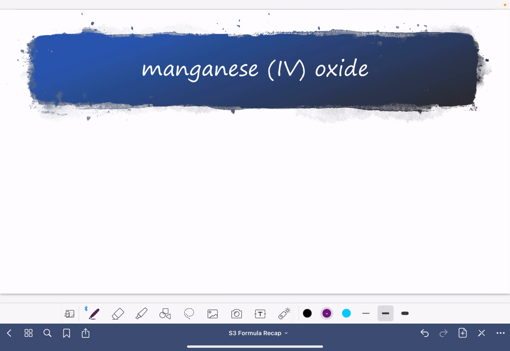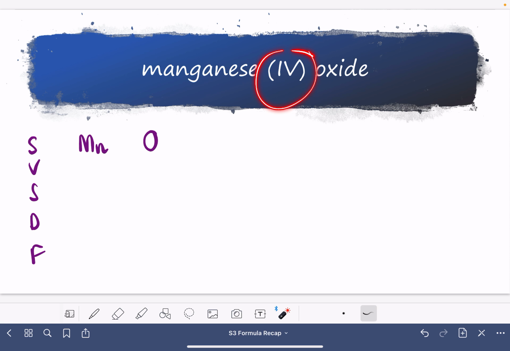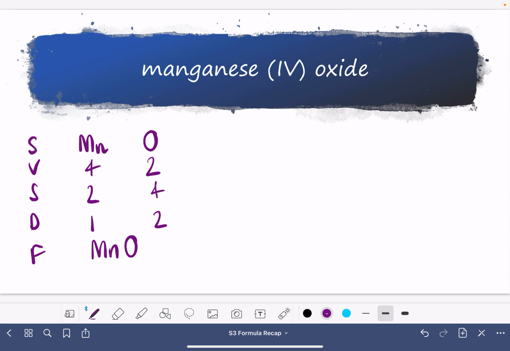Manganese 4 oxide. Okay, so we've got SVSDF. Manganese is Mn. Oxygen is O. Valency for the manganese, this represents 1 before 5, so that's 4. And then oxygen is 2. Swap them to get 2 and 4. We can divide this down to be 1 and 2. And so the formula would be MnO2.